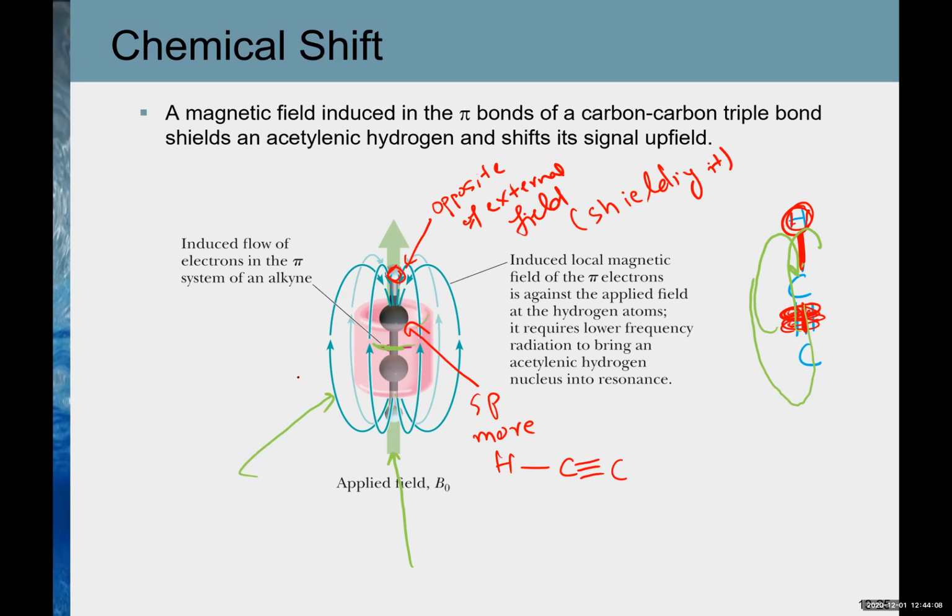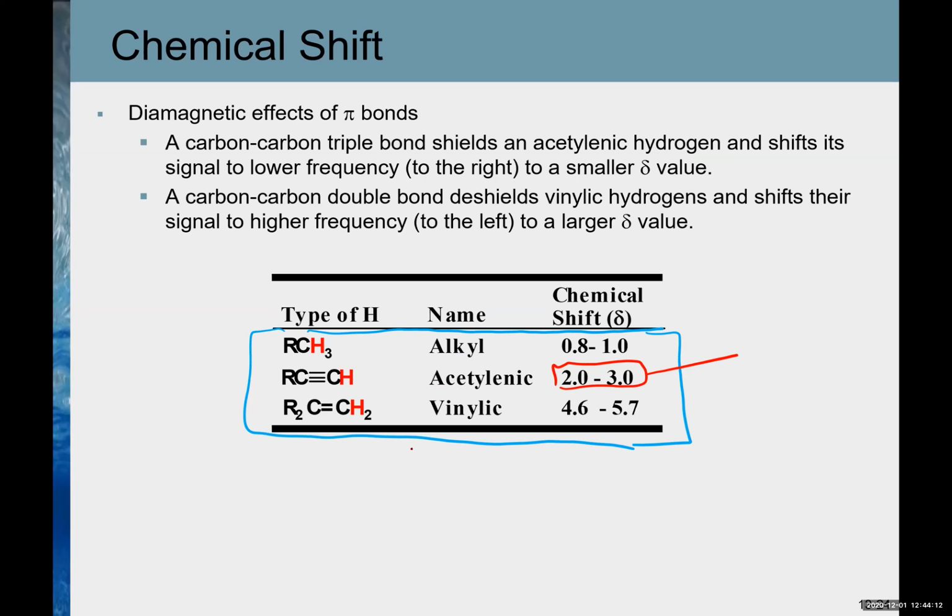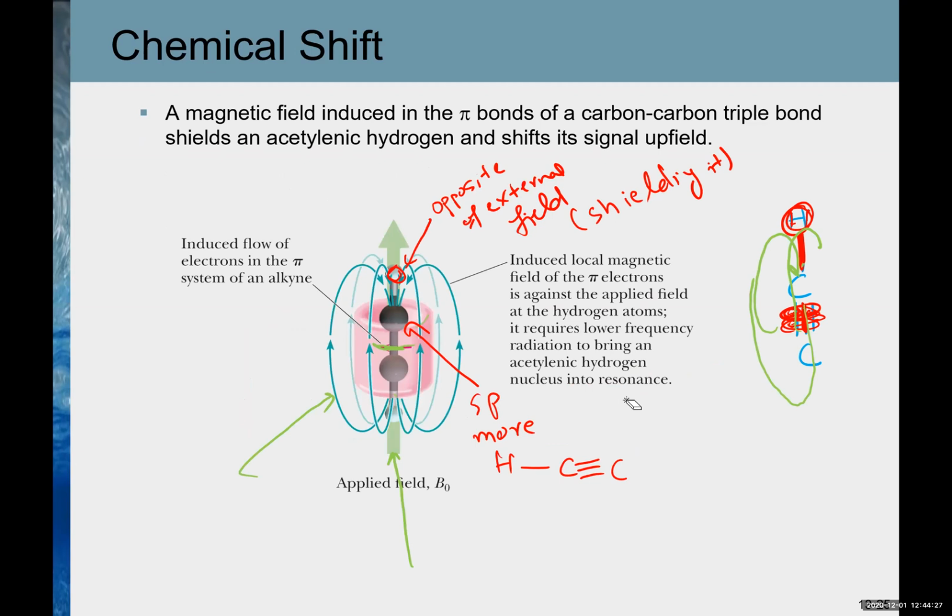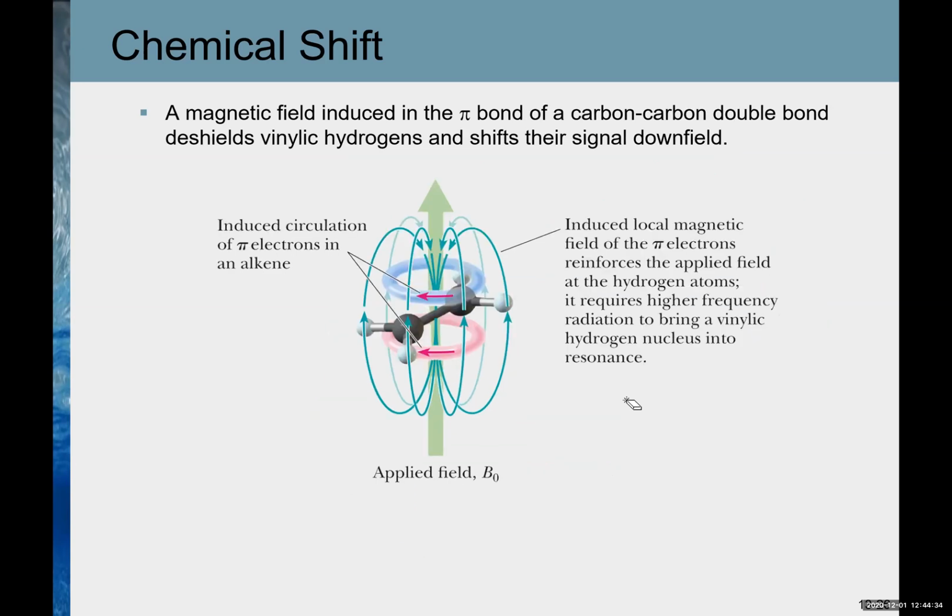Now, if in a triple bond the ring currents are shielding it, then why in a double bond do we not see that kind of shielding? Why is the signal towards the downfield region, towards the deshielded region? 4.6 to 5.7, that's quite high. That's quite a deshielded region. The answer can again be attributed to the ring currents of pi electrons, but now we have to look at where the hydrogens are.